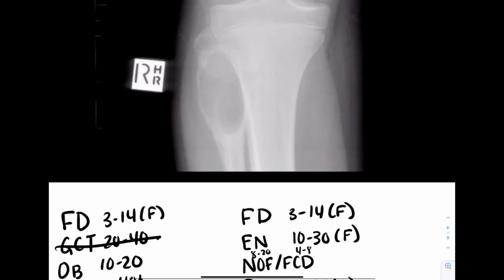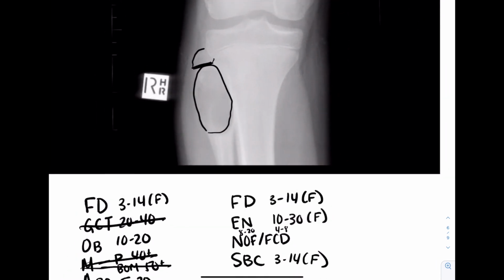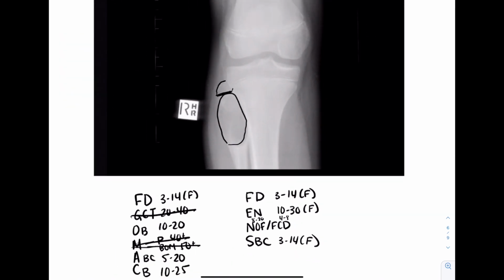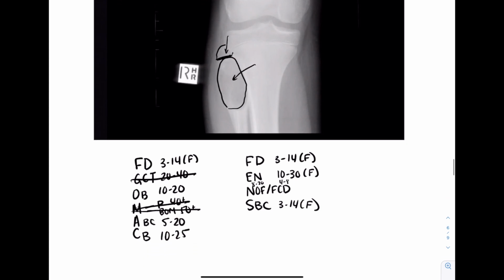So now let's look at where this is. Let's define the area it's impacting. It is not crossing the physis. So here's the physis, there is my fibular head. It's in the metaphyseal region, not crossing a physis. Well, it's not in the epiphysis then, right? Because it's right here in the metaphysis. Chondroblastomas are epiphysis or apophysis, neither of which this is, so I'm taking that away.